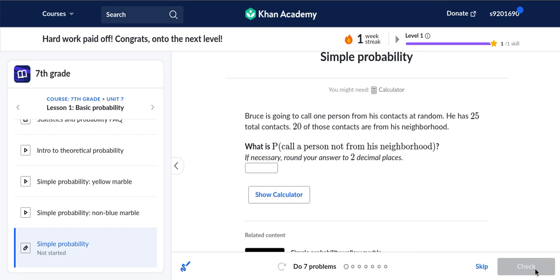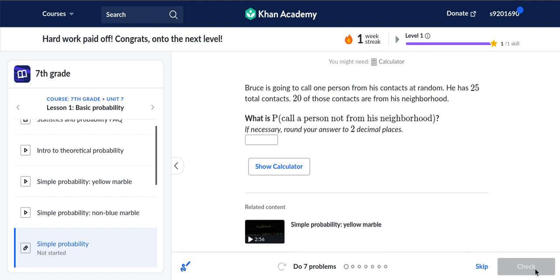Alright. Bruce is going to call one person from his contacts at random. He has 25 total contacts. 20 of those contacts are from his neighborhood. What is P, which means probability, of calling a person not from his neighborhood? If necessary, round your answer to 2 decimal places.